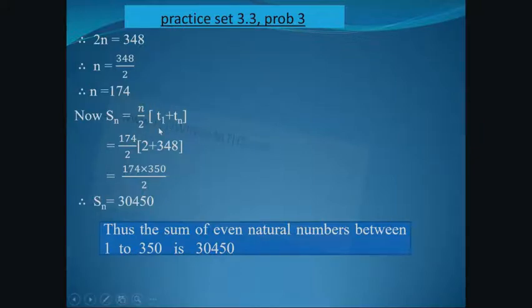Now we know the value of T1 and we have been given the value of the last term, that is 348. So it's easy to calculate. We know n, n is 174. So Sn is n upon 2 bracket T1 plus Tn, is 174 upon 2 bracket 2 plus 348. 2 plus 348 is 350. That comes to a value of 30450. So the sum of even natural numbers between 1 and 350 is 30450.